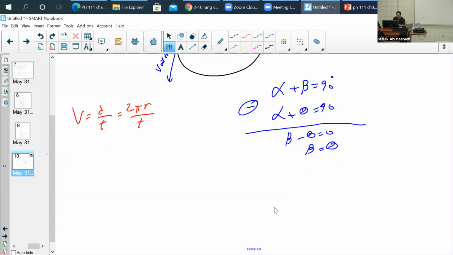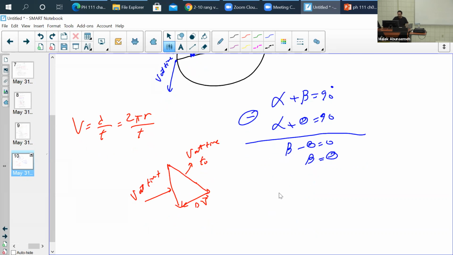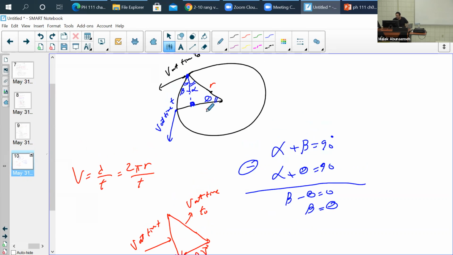So if you compare the triangles that I'm drawing over here, you get this triangle that's going in a circle. What do you have? You have your velocity at the first point, velocity at time t naught. And when you go in, you have your velocity at time t. And of course, between them, you have your change in velocity. Now comparing it to what we have, this is going to be your radius, r.